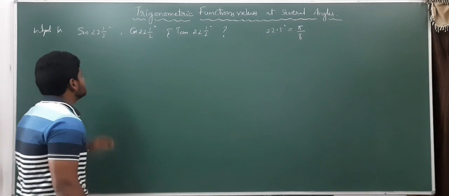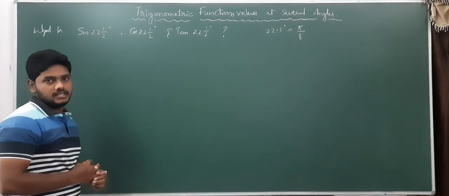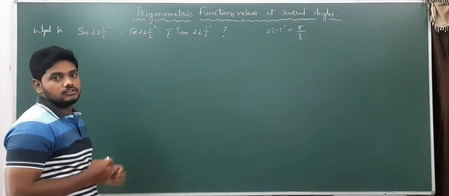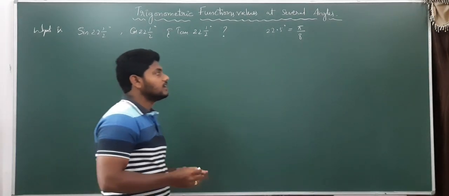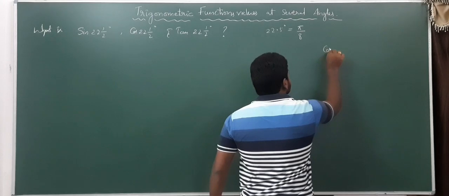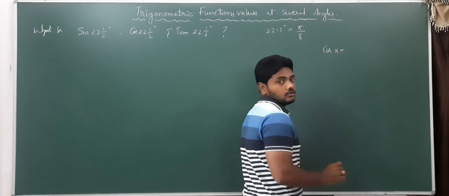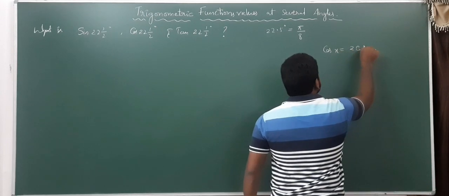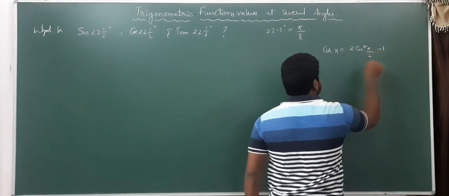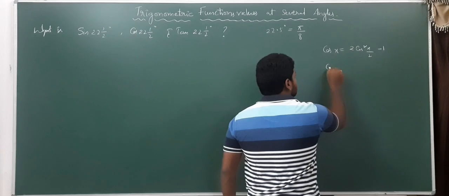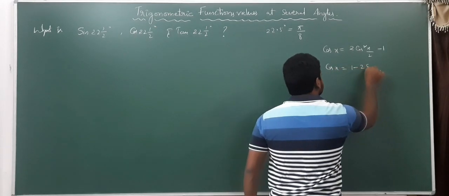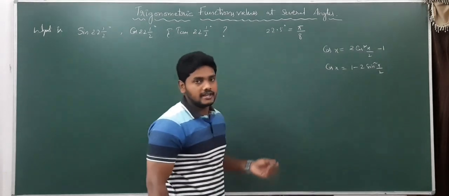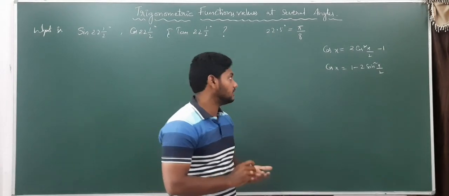First we will find sine 22.5 degrees. To find this we will use half angle formulas. What are the formulas you know? Cos x is equal to 2 cos square x by 2 minus 1. Again, cos x is equal to 1 minus 2 sin square x by 2. Again, sin x is equal to 2 sin x by 2 cos x by 2.